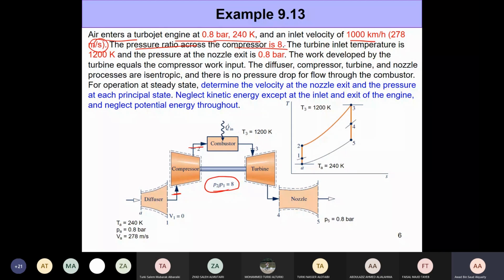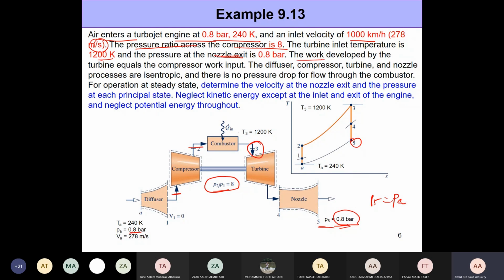The turbine inlet temperature, T3, is given as 1200 Kelvin. And the pressure at the nozzle exit, that's P5, is given as 0.8 bar. Of course, the pressure at state A is equal to the pressure at state 5 because it's a constant pressure process, a constant pressure heat rejection process.